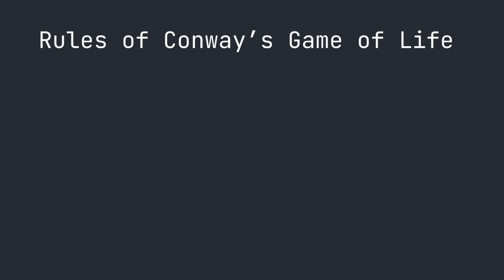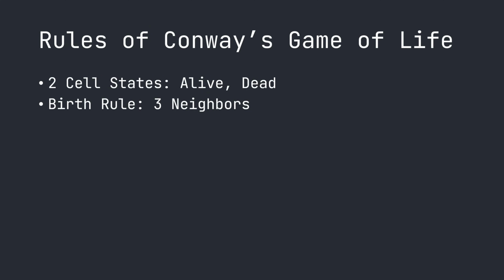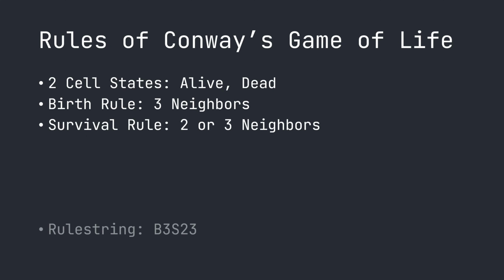The rules of Conway's Game of Life are as follows. A cell can be alive or dead. If a dead cell has 3 living neighbors, it will come to life in the next time step. If a living cell has 2 or 3 living neighbors, it will stay alive in the next time step. All other cells will die or remain dead.